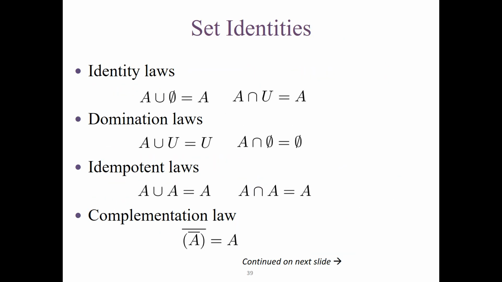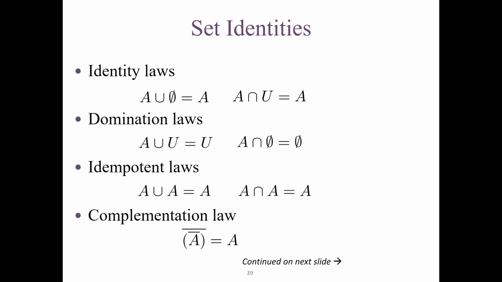All right. For sets, we also have set identities very similar to propositional logic. So we have identity laws. A union empty set will be A. A intersect universal set will be A. We call these identity laws because after this operation, the set A is still itself.